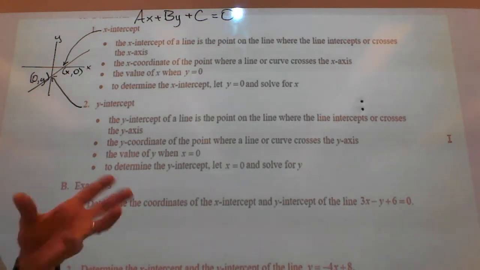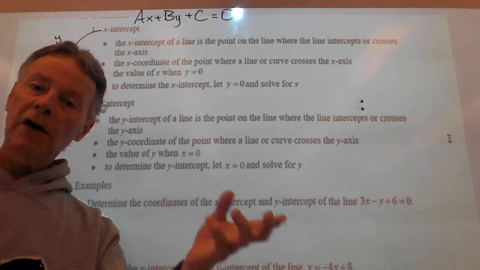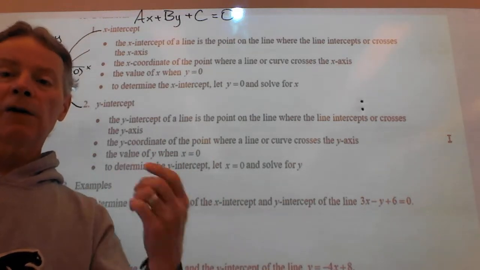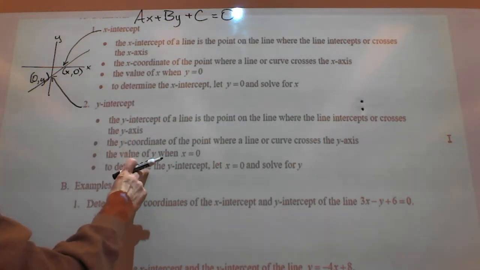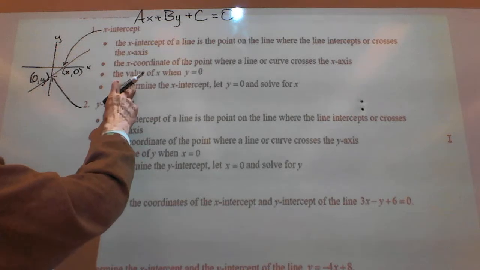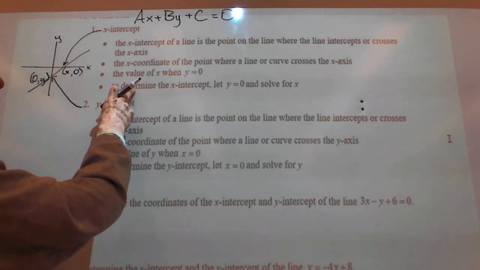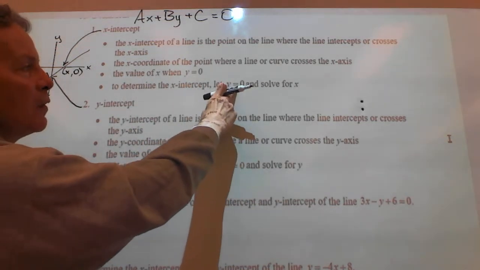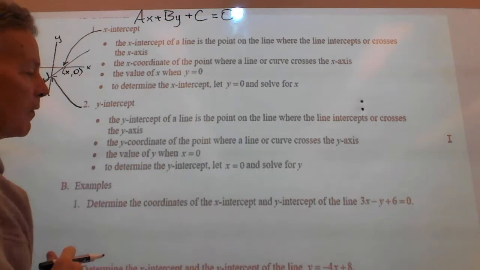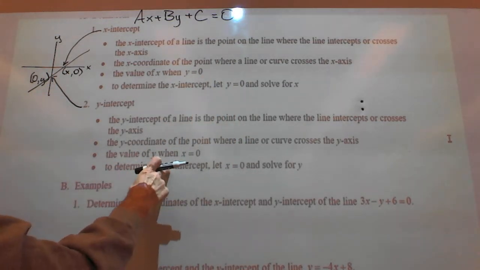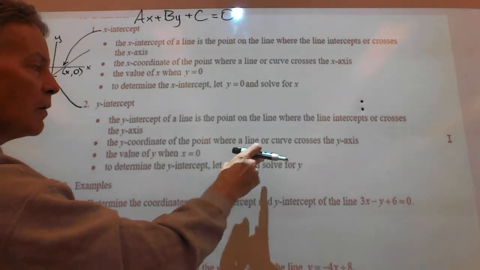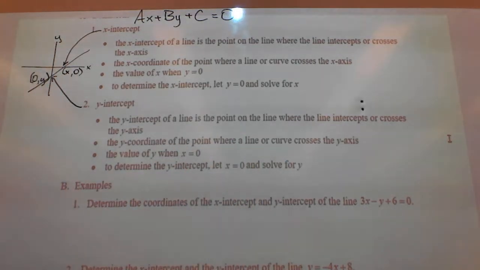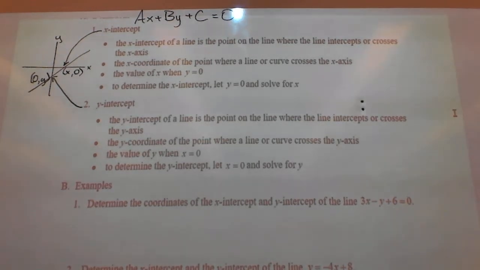So just remember it's kind of the opposite. For the y-intercept, the x-coordinate is 0. For the x-intercept, the y-coordinate is 0. Okay? Now, we did this in the last lesson as well. If you want to determine the x-intercept of an equation, you simply substitute y equals 0 and solve for x. If you want to determine the y-intercept, you do the opposite. You sub in x equals 0 and solve for y. Okay? So we're going to do one more example of that.